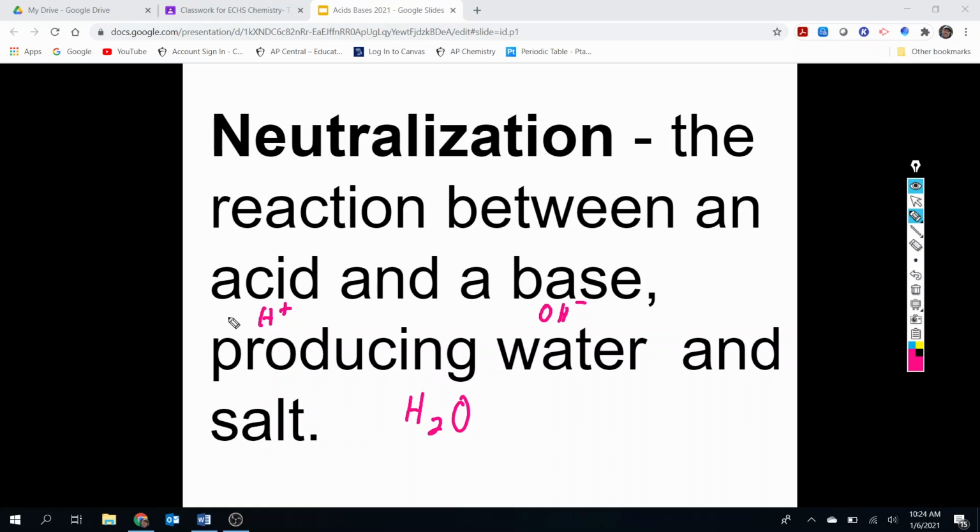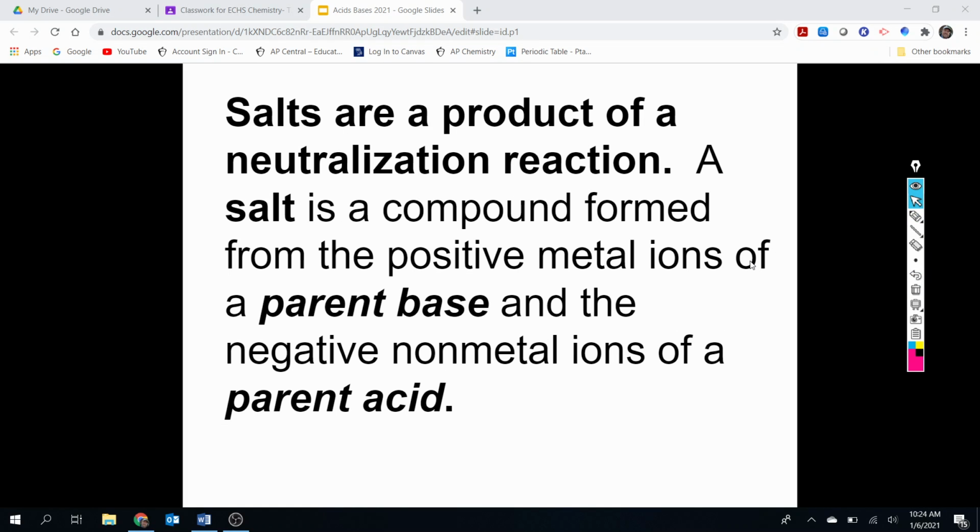And of course, then the anion from the acid and the cation from the base, the negative ion from the acid and the positive ion from the base, will attract each other, and that will end up producing the salt, or an ionic compound. Salts are a product of neutralization.